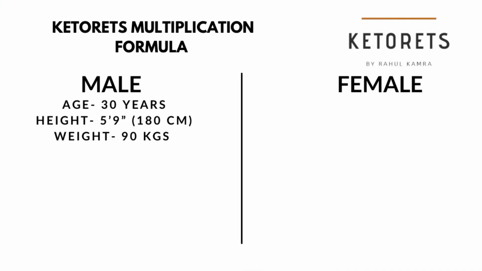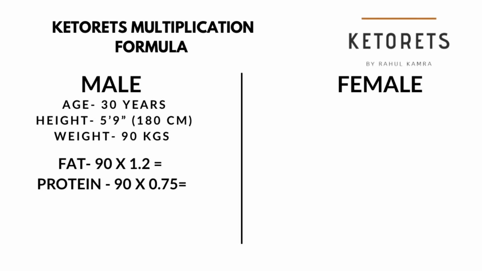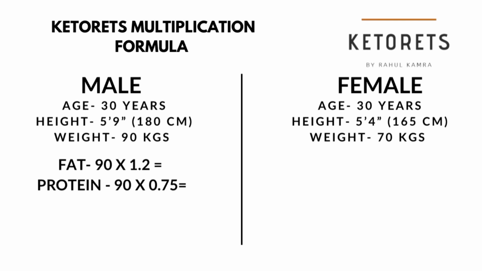Rings a bell, right? So this male who's 90 kgs, now depending upon his height, if he is averagely between 5 feet 7 inches to 5 feet 9 inches, we would simply make a calculation of 90 into 1.2. Now when we calculate 90 into 1.2 for fats, we will also calculate for protein 90 into, depending upon a sedentary lifestyle, we'll simply keep a calculation of 0.75 for protein. Okay, the same calculation for females, which is 70 kgs.